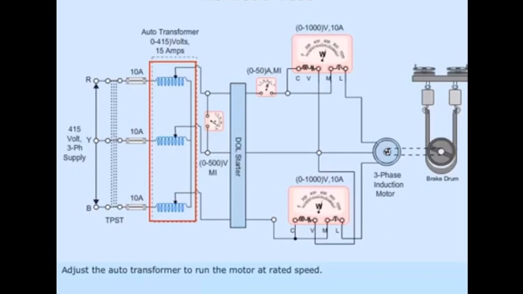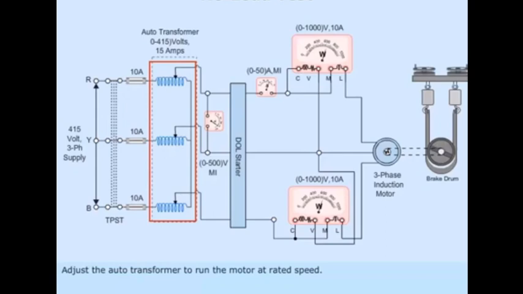So we have to open our TPST switch, switch off the supplies, and interchange the connection. Then we have to start from the first: turn on the TPST switch, and vary the auto transformer to get the rated voltage. This is the procedure we have to do.